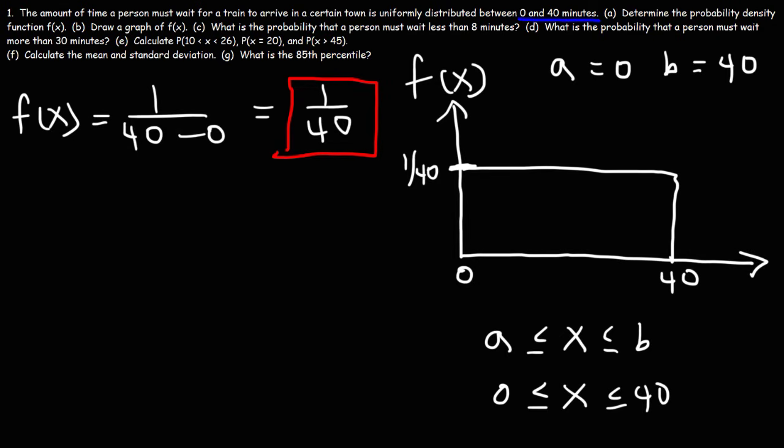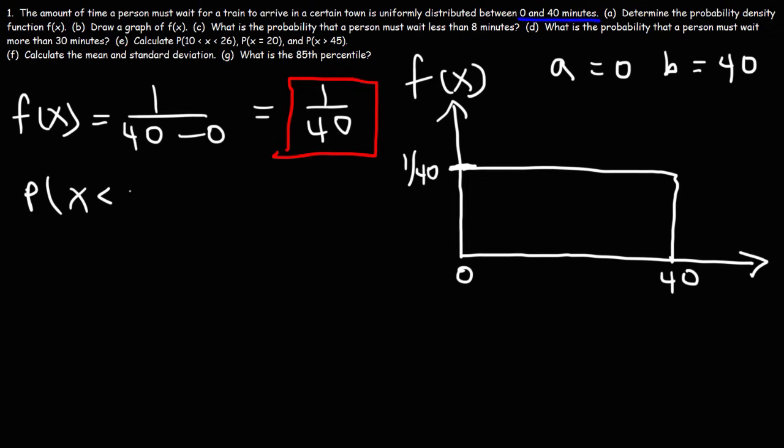But now let's move on to part C. What is the probability that a person must wait less than 8 minutes? What do you think the answer is to that problem? So what is the probability that x is less than 8? Now what you want to do is represent this on a graph. So 8, let's say it's somewhere over there. We need to find the area to the left of this line. So here is the shaded region. What is the area of that rectangle?